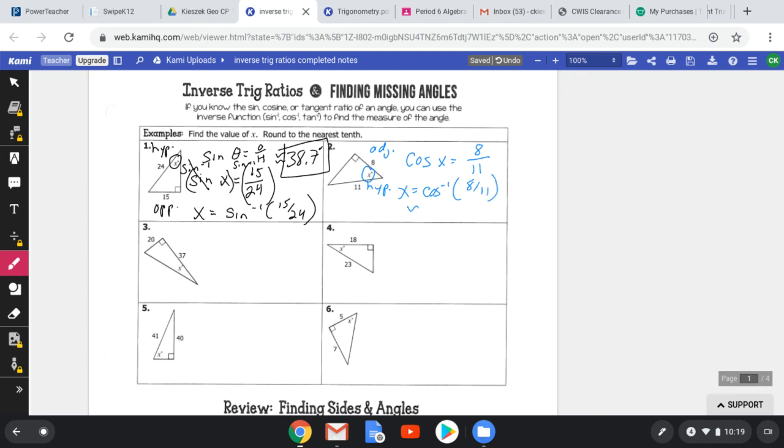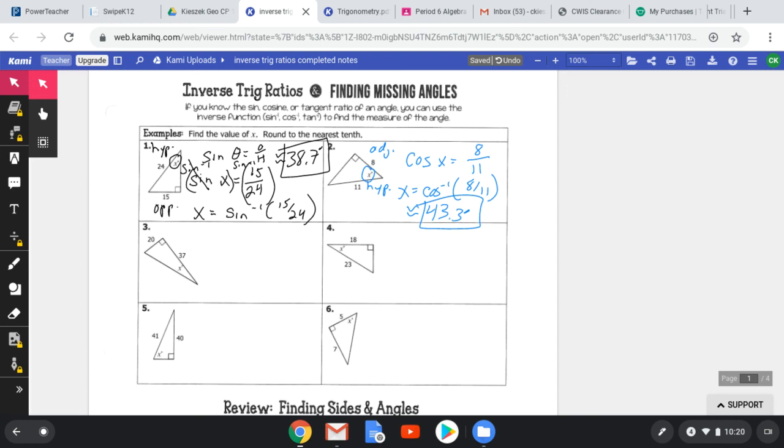And then I would just go to the calculator. I would press second cosine of 8 divided by 11. And I would get this as around 43.3 degrees. And that is it, how you find missing angles for a right triangle. Again, everything we've done so far is just for a right triangle. We'll be talking in the future about what happens if it's not a right triangle.